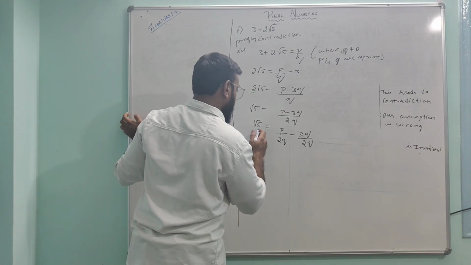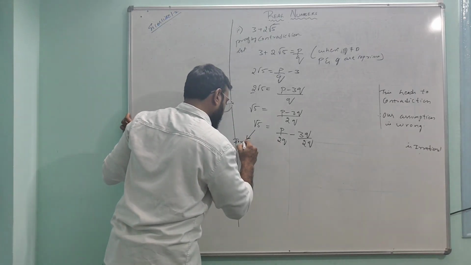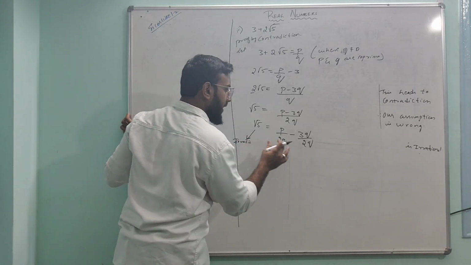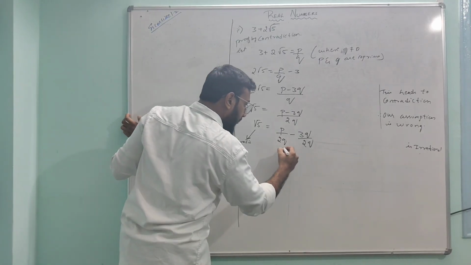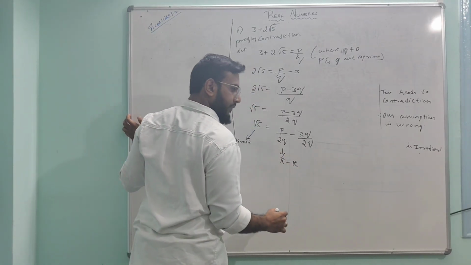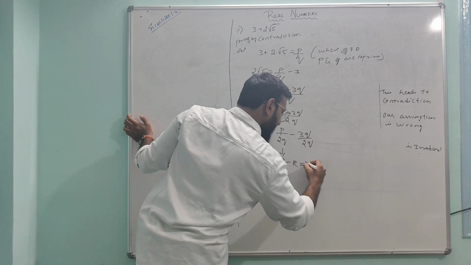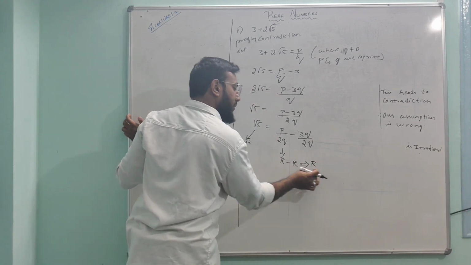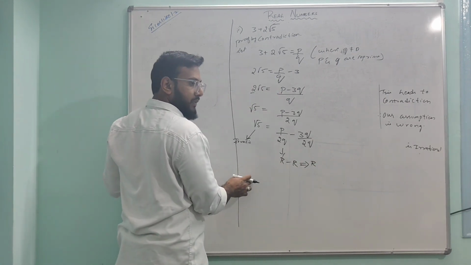See, this is a rational number. This is a rational number. Minus, this is a rational number. Rational minus rational is a rational number only.